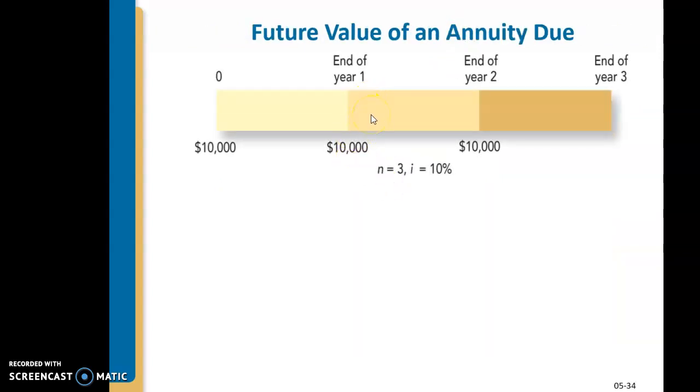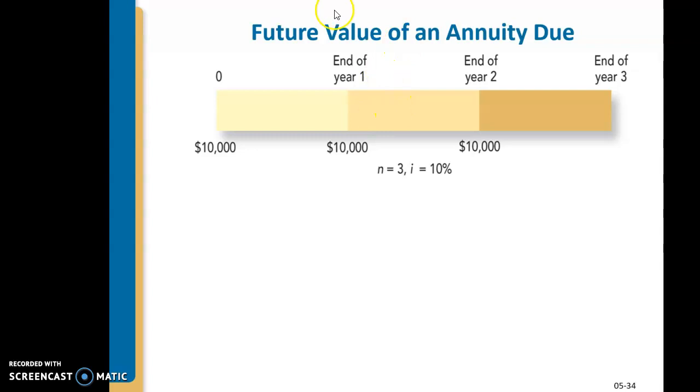Here's another problem. It's the same exact scenario as the last problem. Rita wants to accumulate some money to go to graduate school, and she decides to invest $10,000 a year over the next 3 years in a savings account paying 10% compounded annually. But instead of making her first deposit at the end of the first year, she decides to make the first payment immediately. And we need to know what the future value would be. How much would Rita accumulate after 3 years?